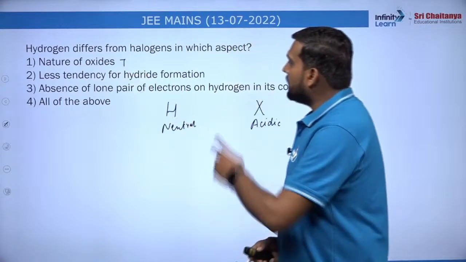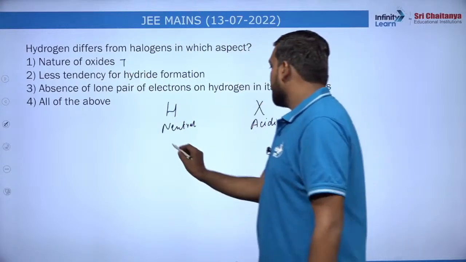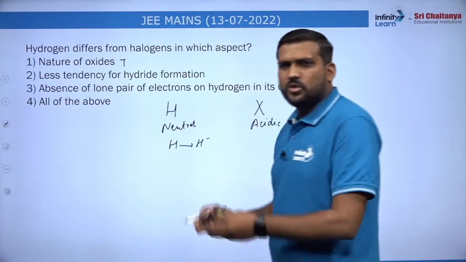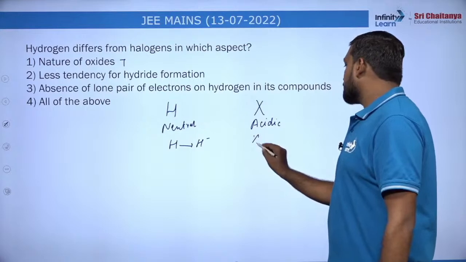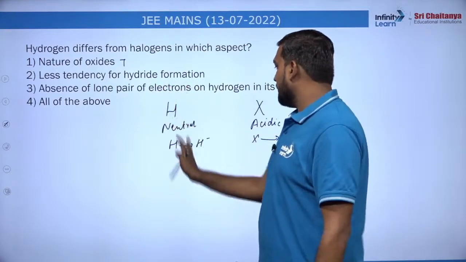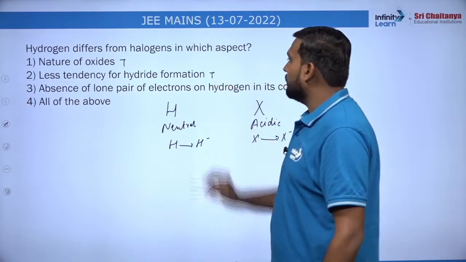Okay, less tendency for hydride formation. Yes, H minus is very less preferred. It is not preferred well, but X minus is preferred. So this is also true, it has a very low tendency for this.